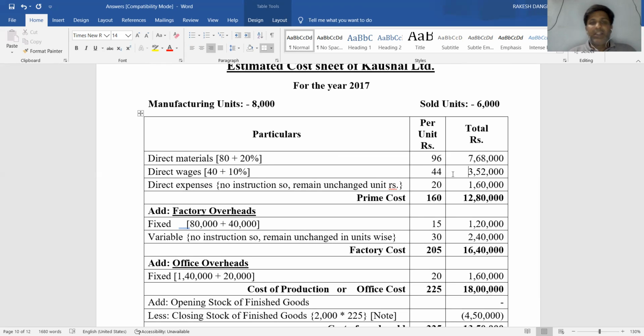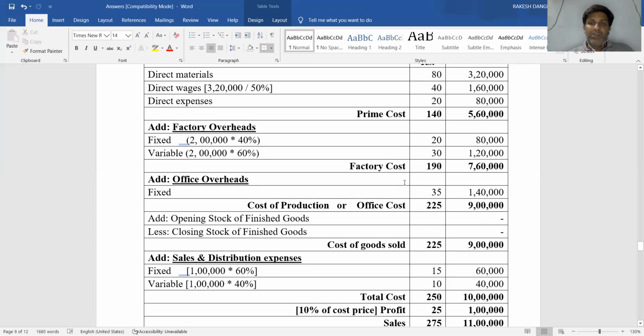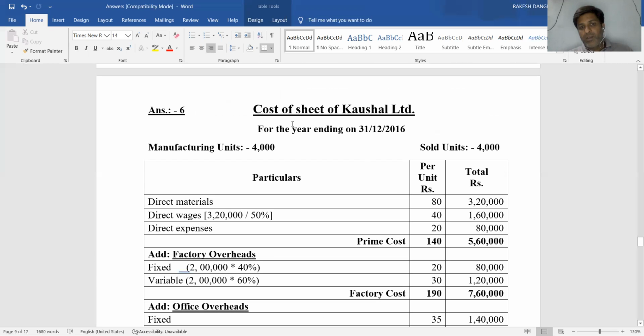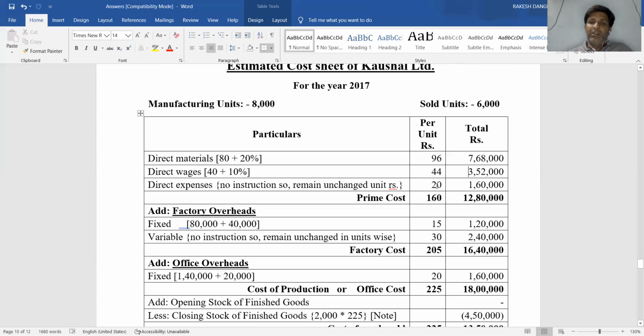Direct expense. There is no instruction or information for direct expense, so it will remain unchanged. Direct expense is a variable nature expense. So as per default rule, a variable nature expense remains unchanged unit wise. As you saw in the 2016 cost sheet, direct expense was rupees 20 unit wise. So here it will remain unchanged at rupees 20 unit wise. So in total amount, 20 multiplied by 8,000 will be 1,60,000. This way we get prime cost of rupees 160 per unit and 12,80,000 in total. Then we have to add factory overheads.